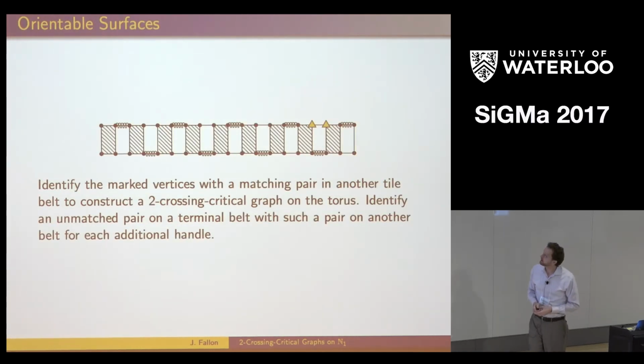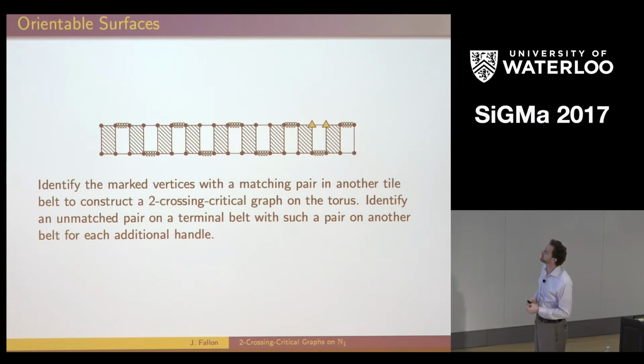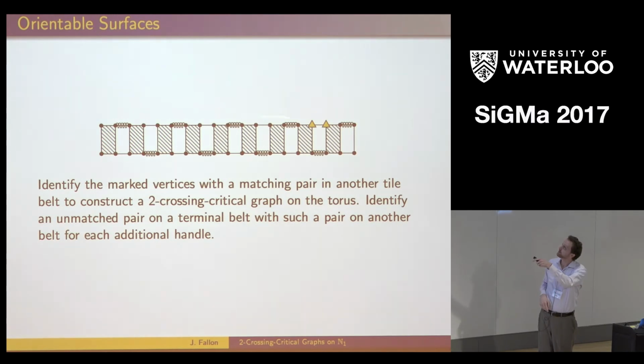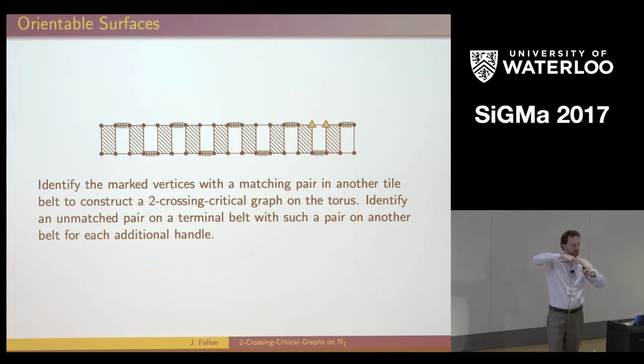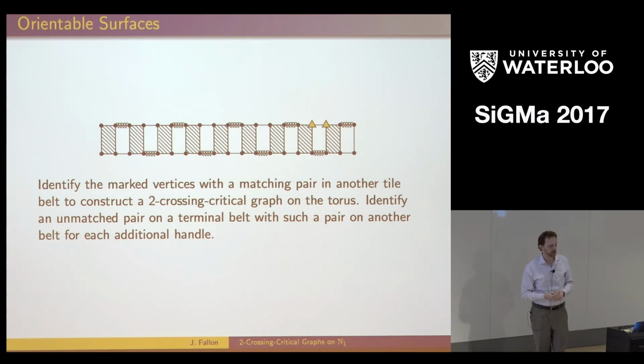And then for orientable surfaces, I've recently been looking at the torus, and this is one of the graphs from the plane, one of these tile belts. And it turns out that if we take these 2 vertices at the edge of a tile and we identify them, so I'll just take another tile belt from the plane and mark those same 2 vertices, and we'll just glue them together along those two vertices. We get a 2 crossing critical graph for the torus.